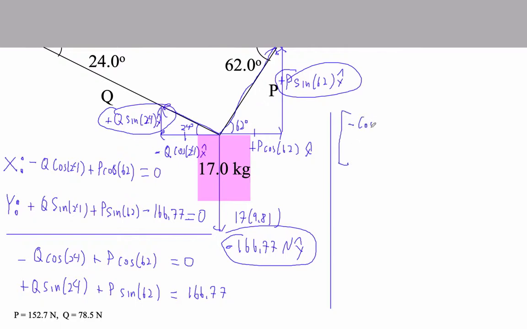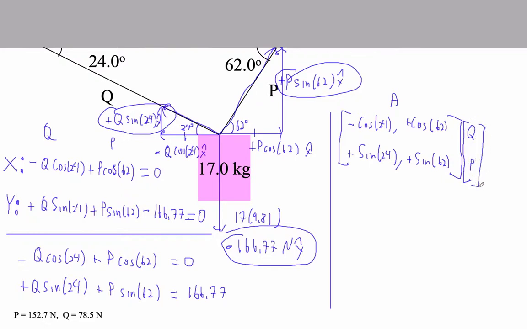Minus cos 24, comma, cos 62, plus sine 24. This guy's positive too, right? And then plus sine 62. This is my matrix A. And then we've got, what do we got? This is Q and P, right? So Q.